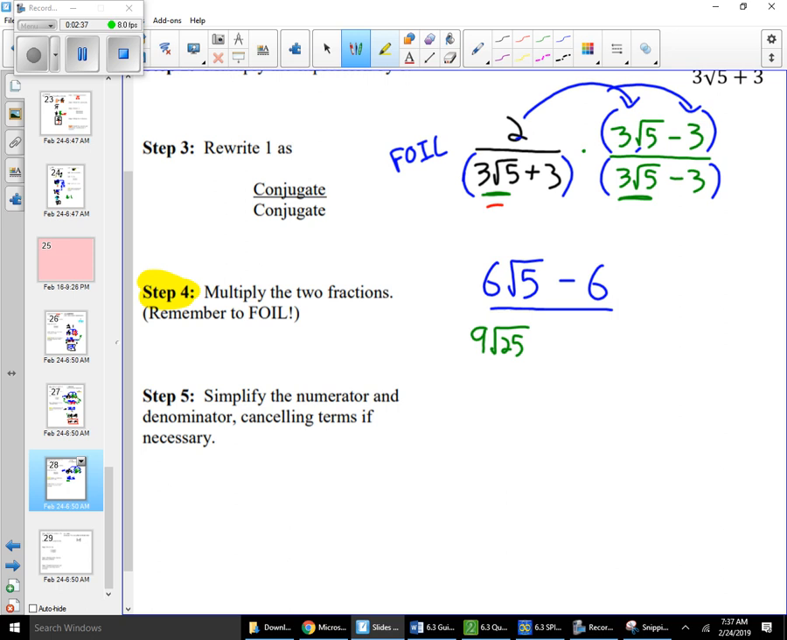Outside terms, 3 root 5 and negative 3. That's going to be a negative 9 root 5. Again, positive times a negative is negative. 3 times 3 gave us the 9. The inside terms, 3 and 3 root 5 is going to give us a positive 9 root 5. So that's all going to work out exactly the way we expect it to. And then our last 2 terms, 3 and negative 3. 3 times negative 3 is negative 9.